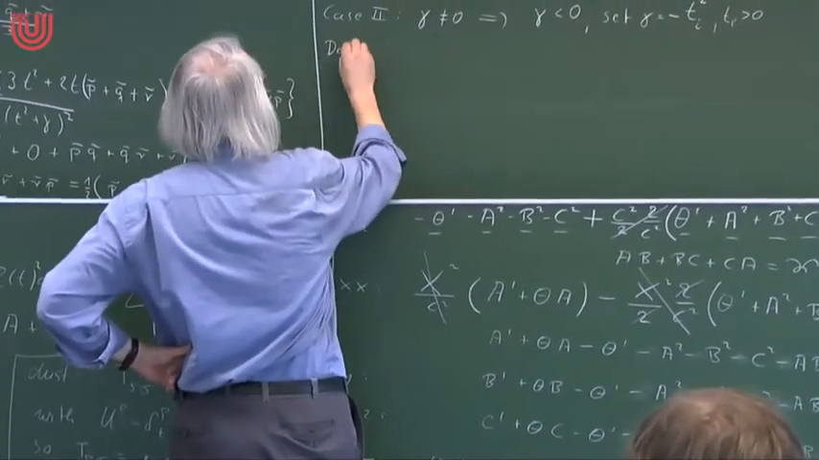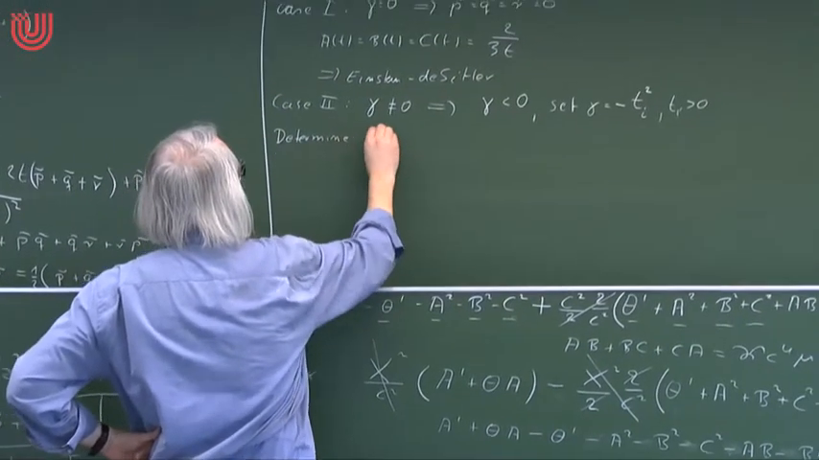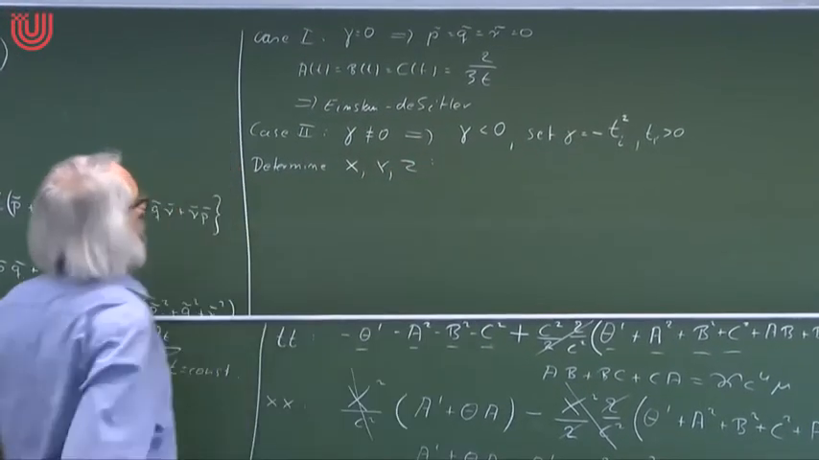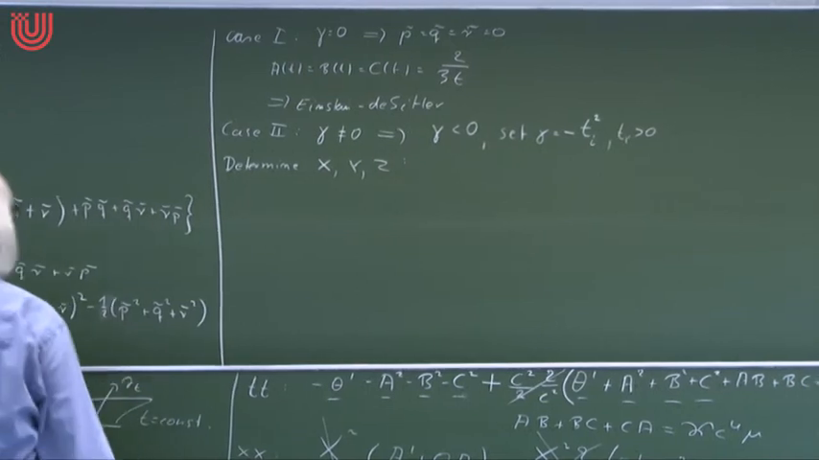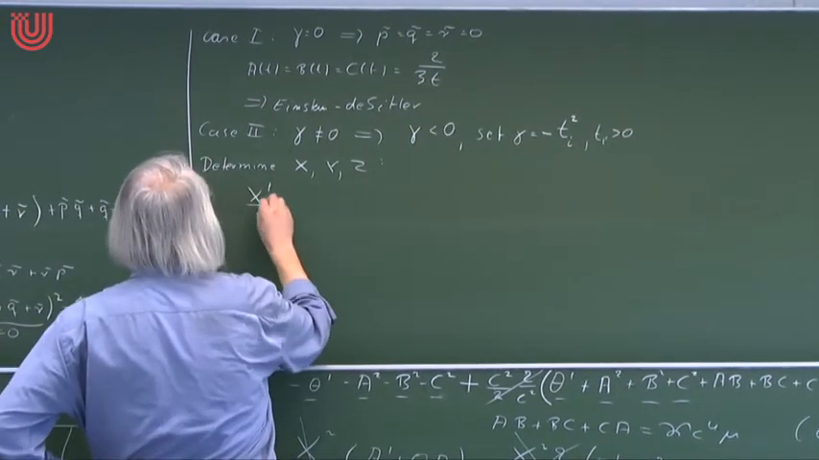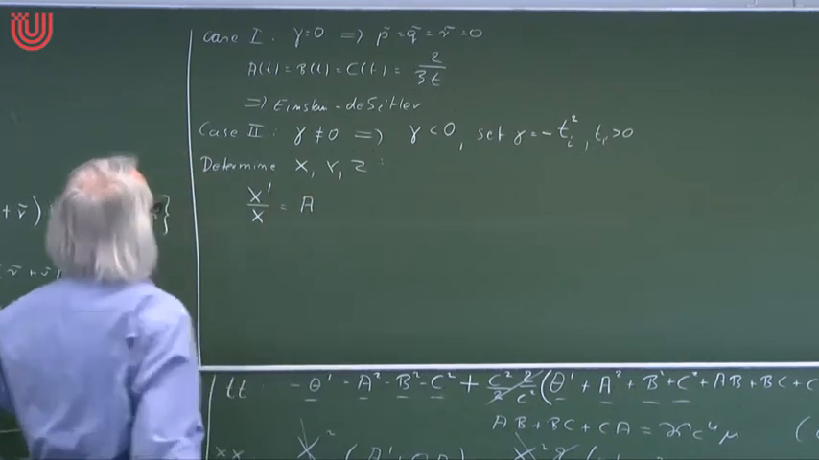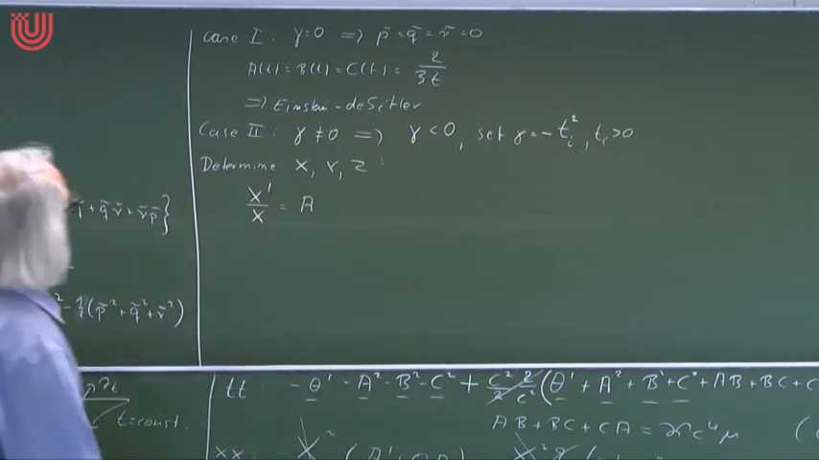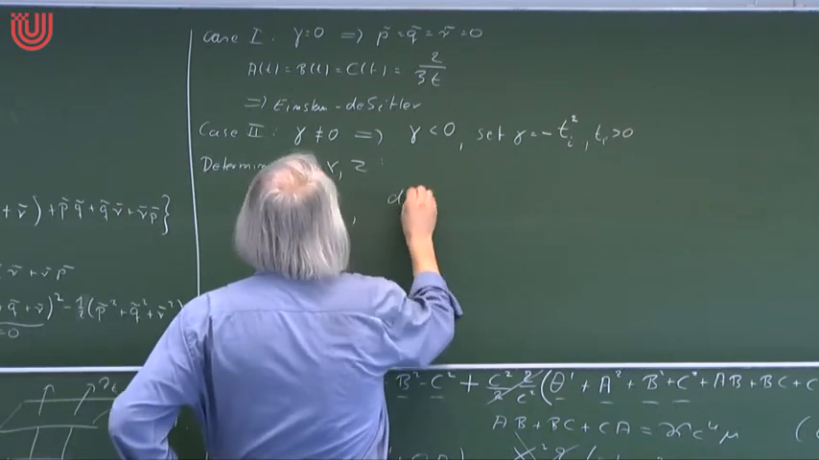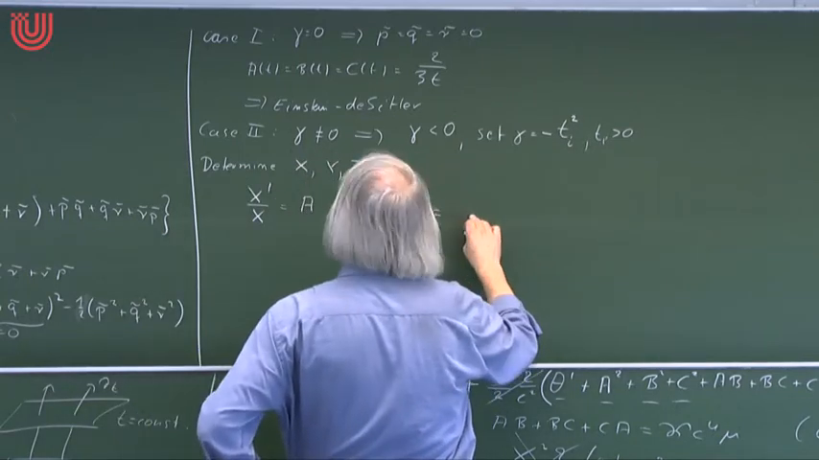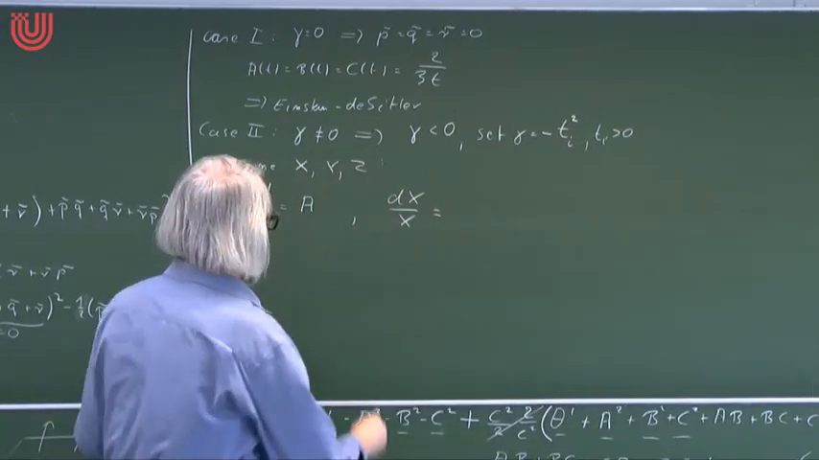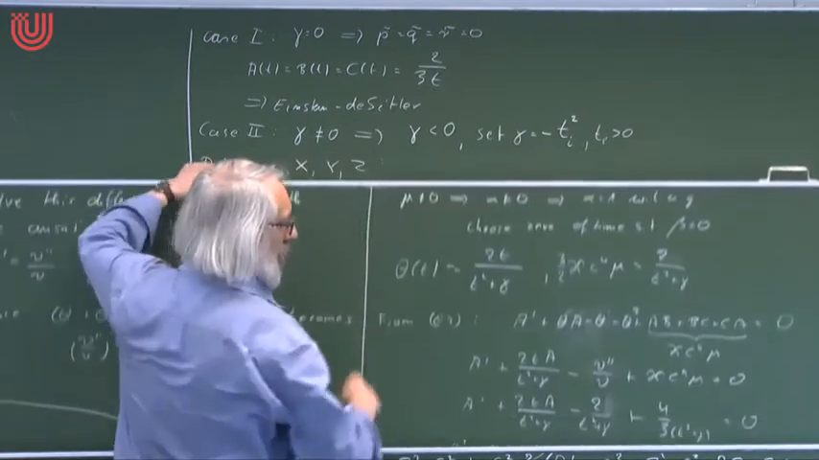So let's solve it. We will now determine x, y, and z. So our differential equation is what? Here, x prime over x is a. So this means dx over x is a dt. And a was, where's a? A is here.